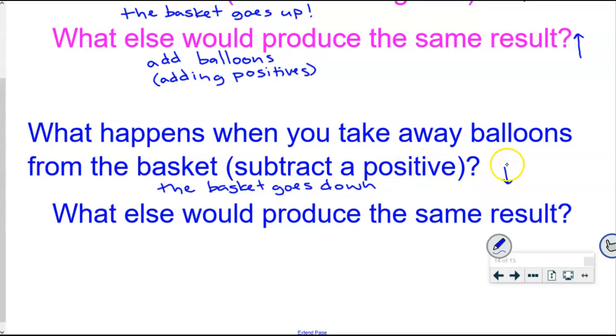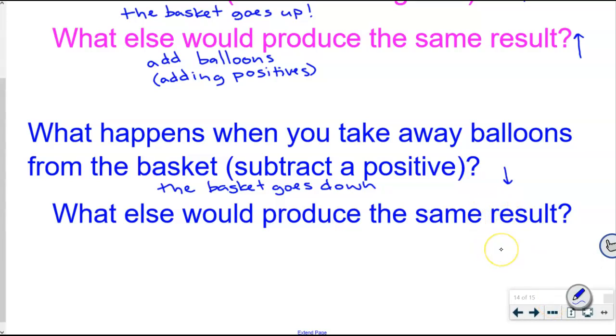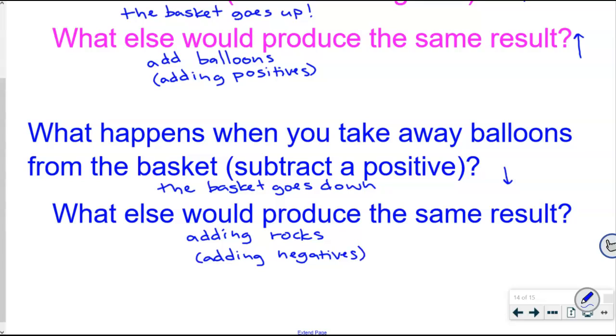We know that when we subtract positive numbers, the basket goes down. But now the question is, how else can I make the basket go down now that I'm in 7th grade and I've got all this new information about rocks and balloons and everything else? Alexis? Exactly. We can add, I'm going to say rocks, and then below I'm going to say we can add negatives. Exactly. That is also going to make the basket go down. If I put extra rocks in, that basket weighs more, so it's going to go down.